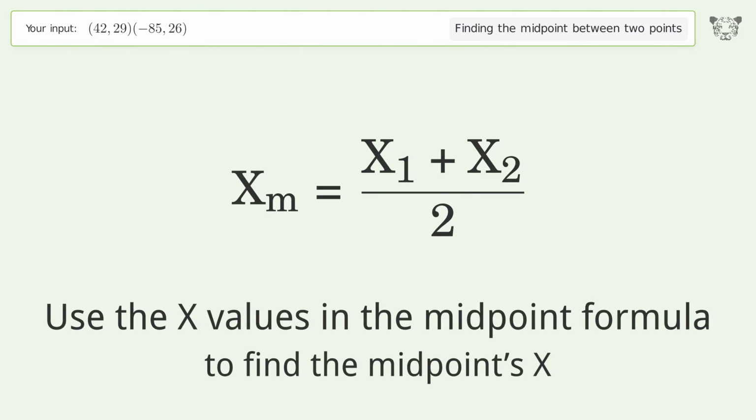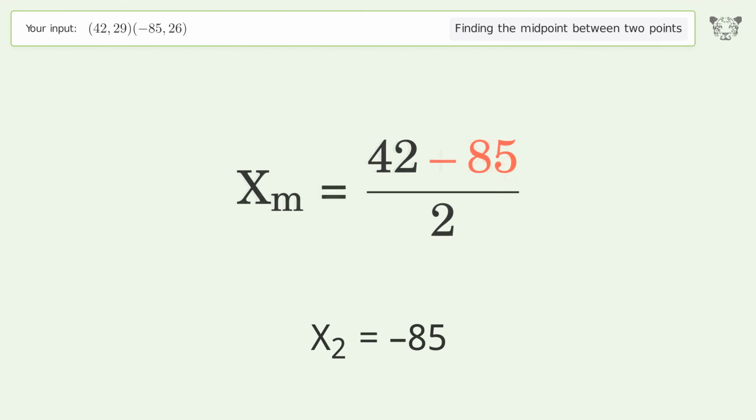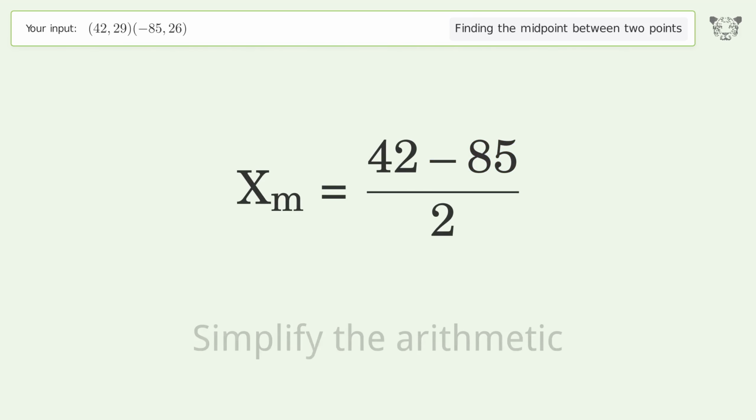Use the x values in the midpoint formula to find the midpoints x. x1 equals 42. x2 equals negative 85. Simplify the arithmetic.